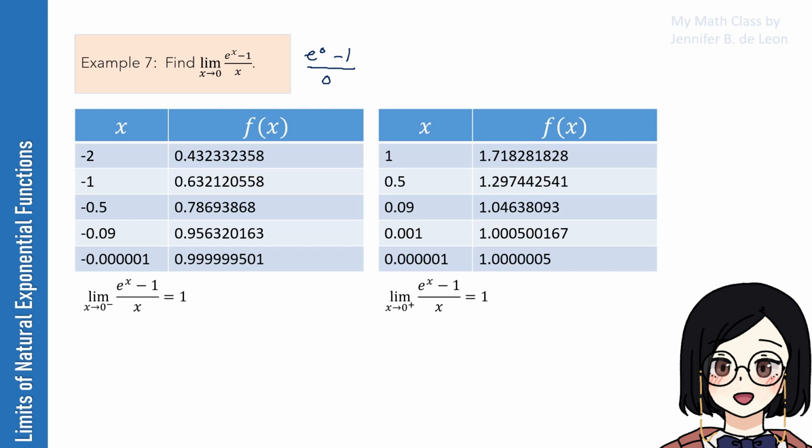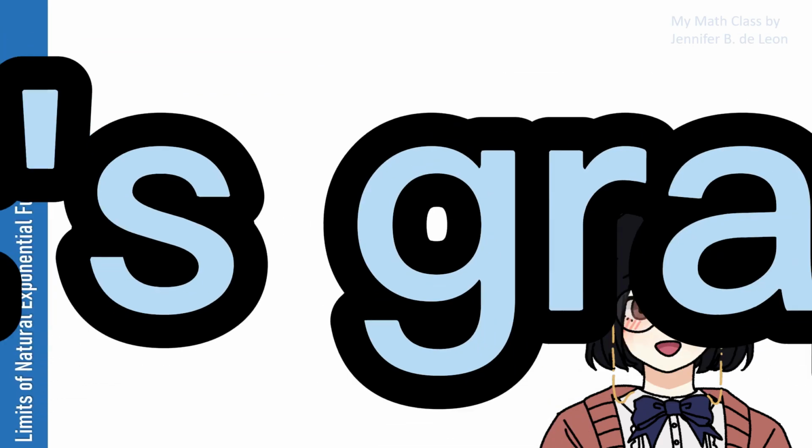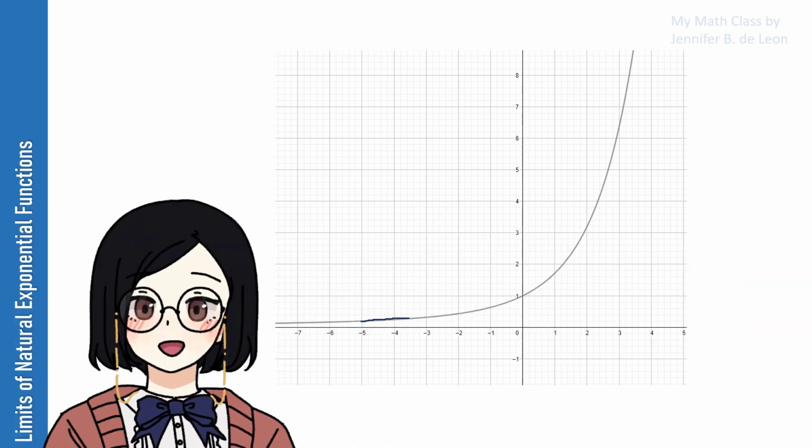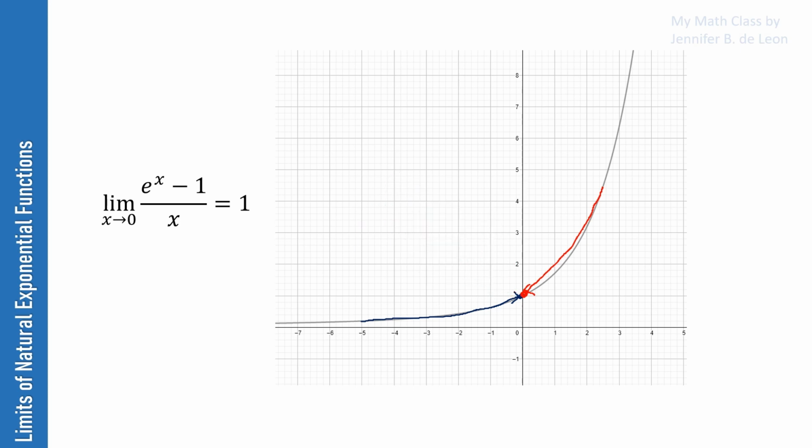Now, since both sides of the limits are equal to 1, we can conclude that the limit of e raised to x minus 1, all over x, as x approaches 0 is 1. Let's verify our answer with the graph of the function. We can clearly see that as x approaches 0 from the left, the function gets closer to 1. Tracing the graph from the right, we can see that as the value of x approaches 0, the value of the function gets closer to 1. Therefore, the limit of e raised to x minus 1, all over x, as x approaches 0 is 1.